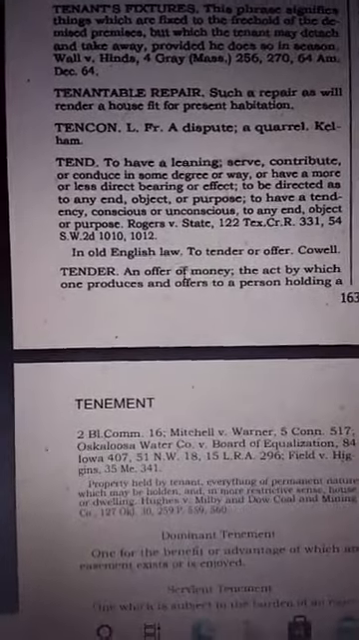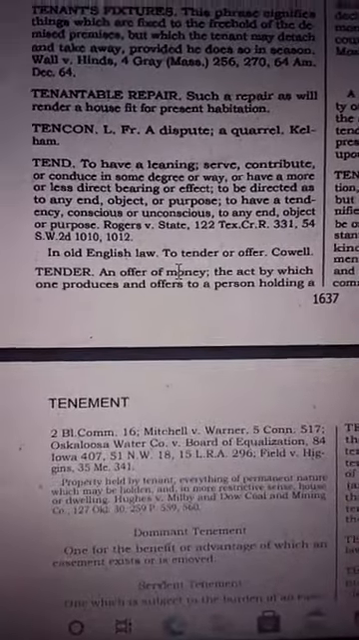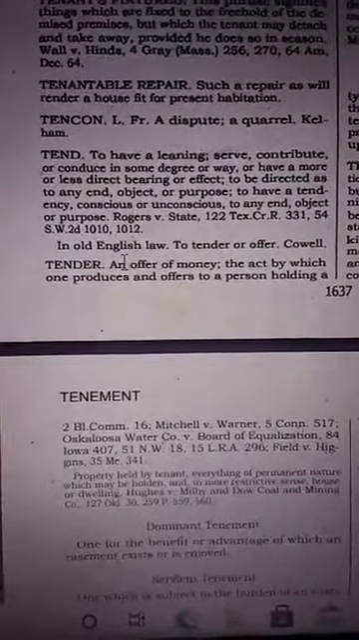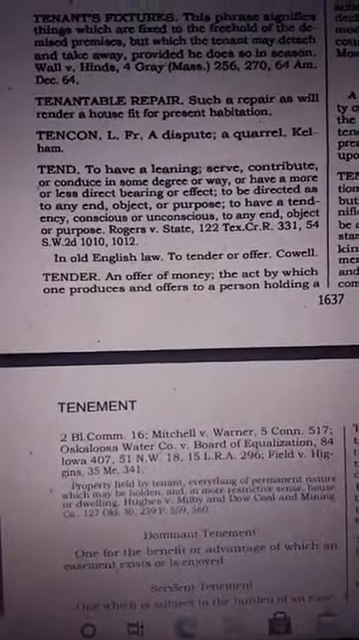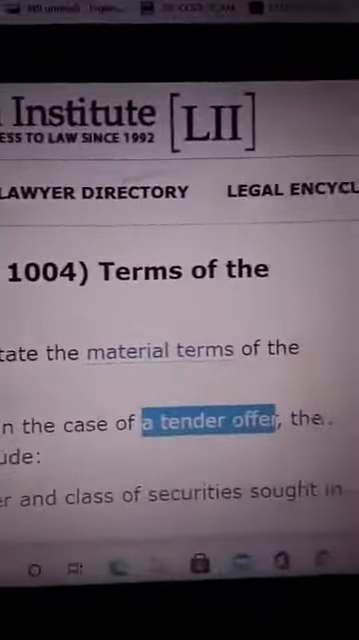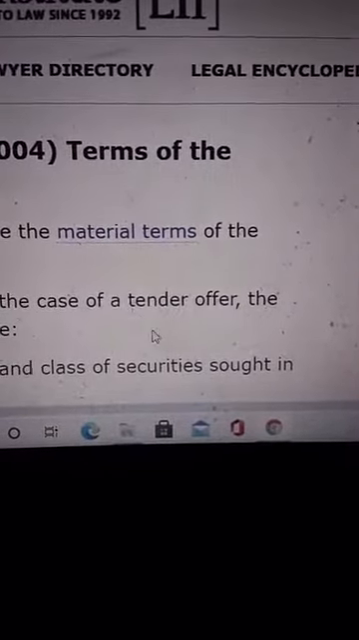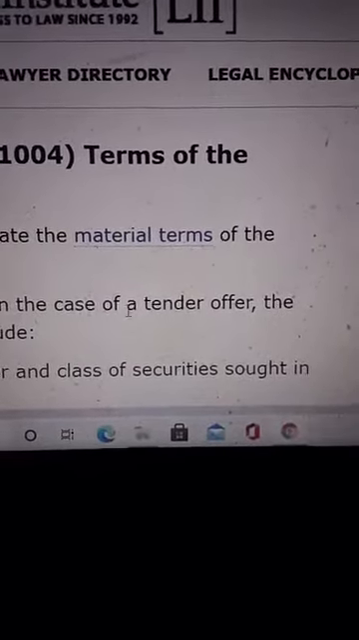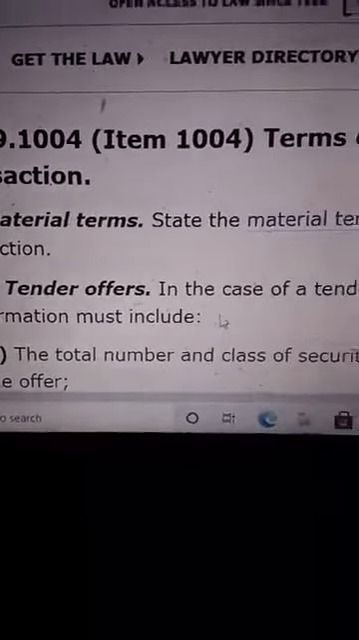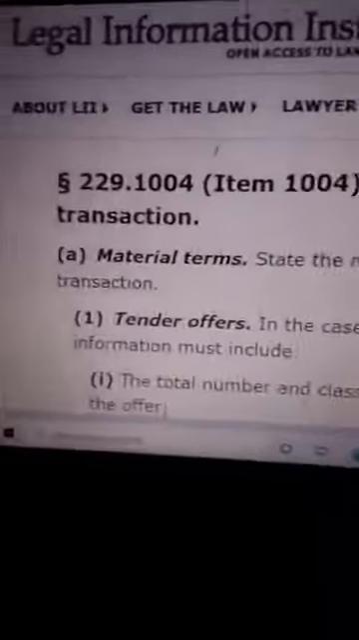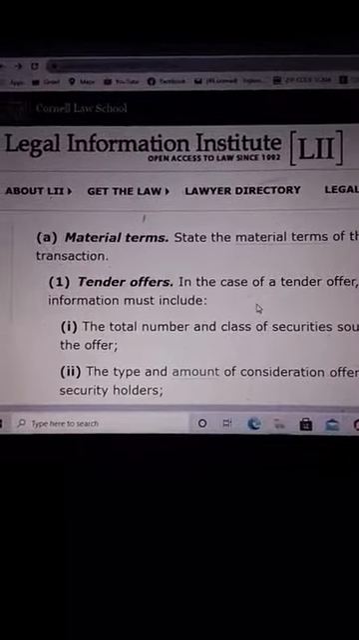Tender, an offer of money. Tender is an offer. So when we see a tender offer, we know they're babbling. They are offering offer. In the case of a offer, the information must conclude. You guys get this? Why would you listen to their babble?